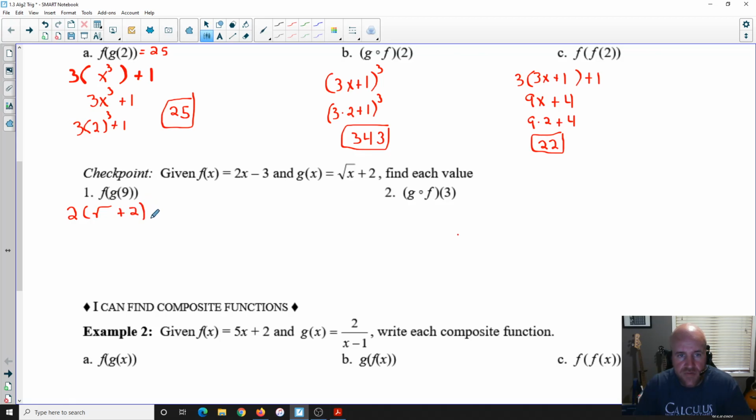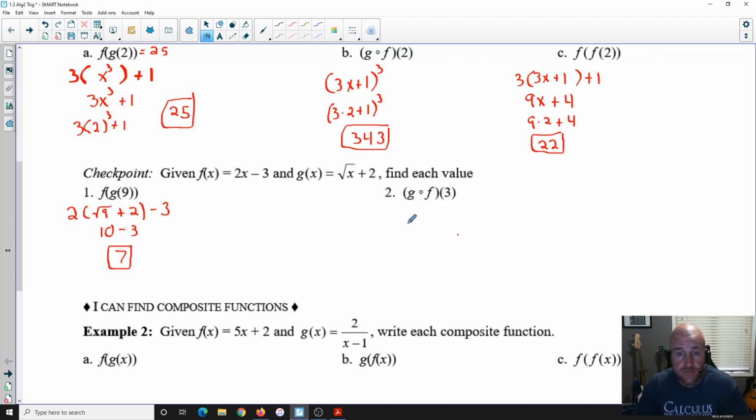We close the parentheses off, and we still have that minus 3 that we got to throw on there. Now, I left that open so we could put the number we are evaluating in. So the 9 goes in x's place. So now we just simplify. We don't have to do any distribution or anything like that. So square root of 9 would be 3 plus 2. That'd be 5. So 5 times 2, that would be 10 minus 3. So we get an answer of 7.